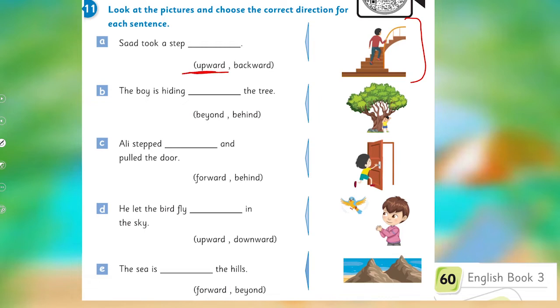So this makes complete sense of this action of Saad when we write upward over here. This is how we select another technique of selecting correct vocabulary, correct words to complete a sentence.